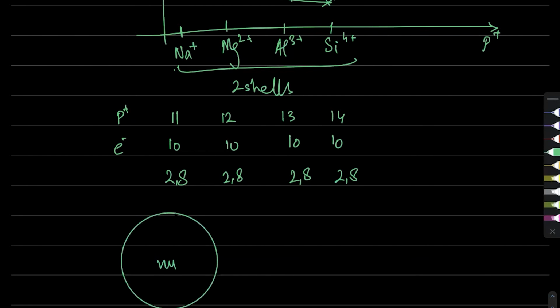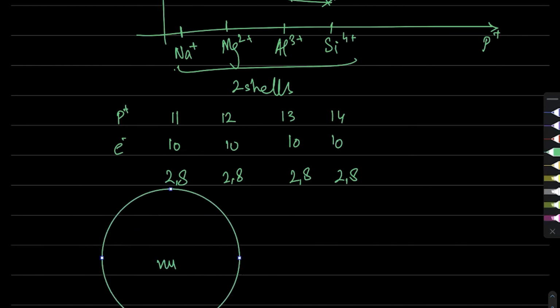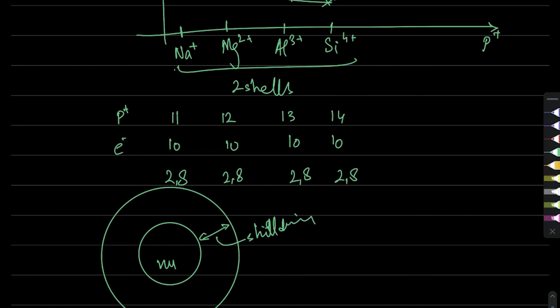There's the nucleus in there. This is the first shell, and this is the second shell. So what will happen here? Obviously there is the repulsion coming from this one. This is shielding, and there is attraction towards the nucleus here. So this attraction is not that strong in sodium compared to silicon. Silicon is going to have a much stronger attraction.